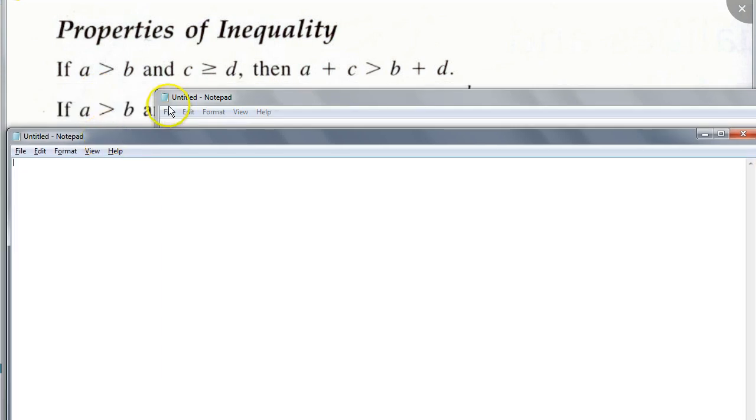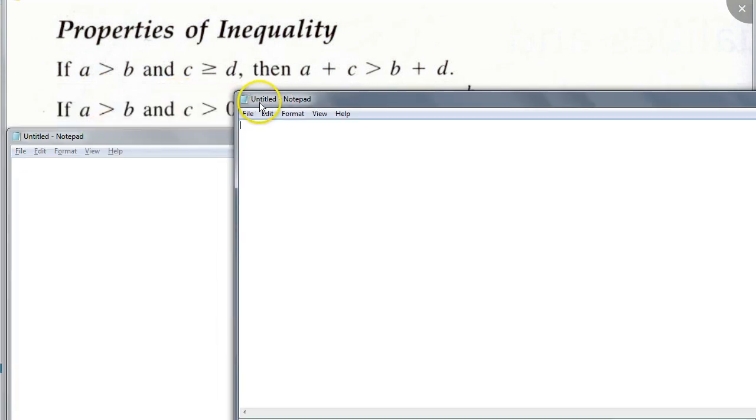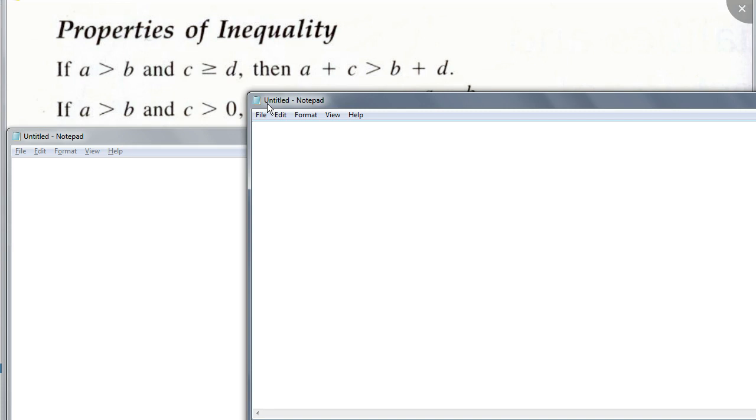If A is greater than B and C is greater than 0, what can we say about the product of these? So in other words, AC versus BC. What can you tell me about AC versus BC? If I were to multiply C to both sides of this inequality. But that's if C is greater than 0. Jason?